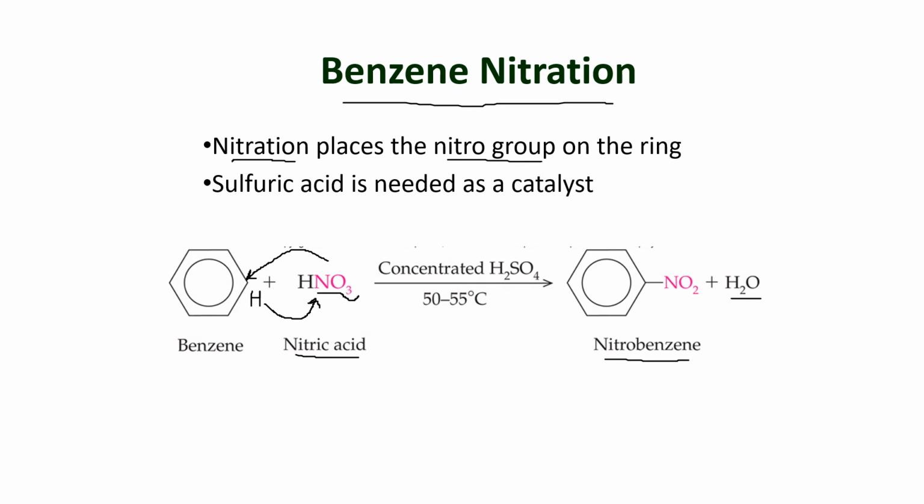Do remember the catalyst for this one as well. Sulfuric acid, H2SO4, is the catalyst, in concentrated form, meaning strong sulfuric acid. And we need elevated temperatures as well. 50 to 55 degrees Celsius is usually recommended for benzene nitration.